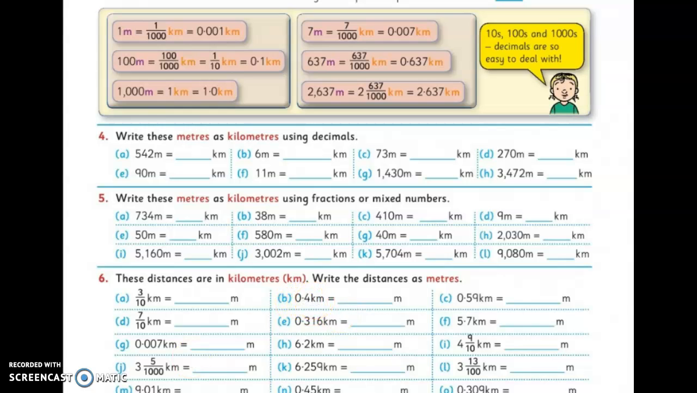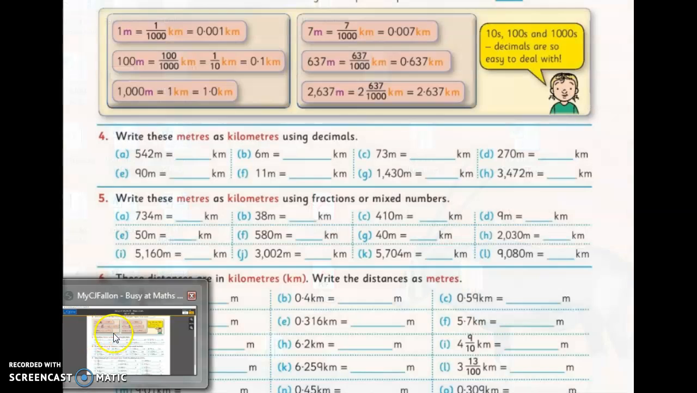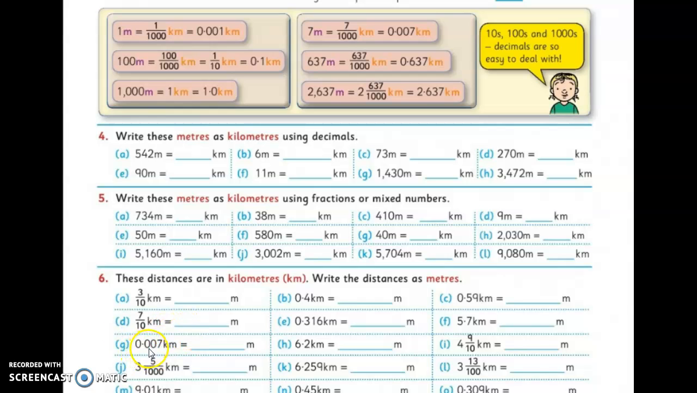0.4 of a kilometer. That's actually going to be 400 meters. 0.4 of a kilometer is 400 meters. This one, 0.007 of a kilometer. That's just 7 meters. 6.2 of a kilometer is how many meters? Well, we've got 6.2, so we have 6 kilometers, that's 6,000 altogether. 0.2 is 200, so it's going to be 6,200.